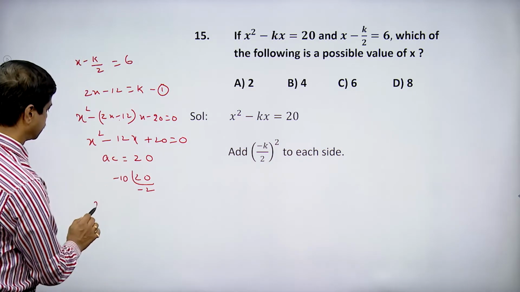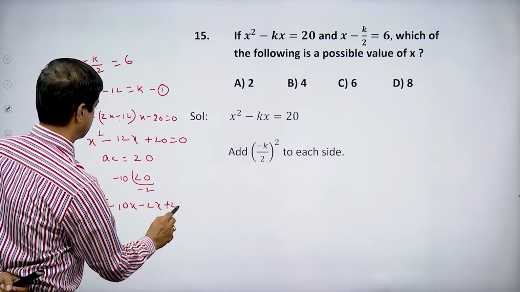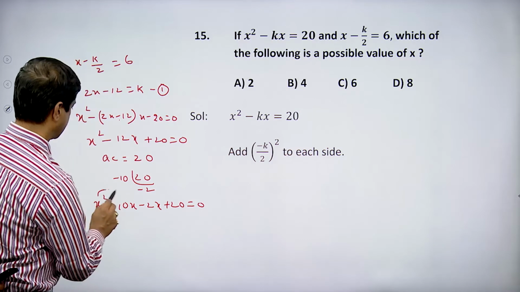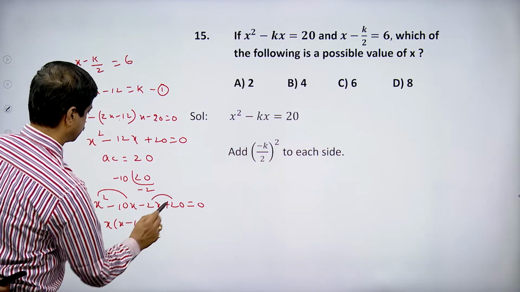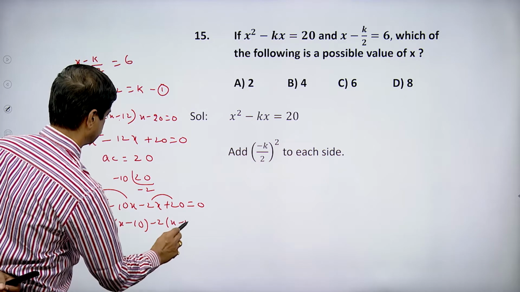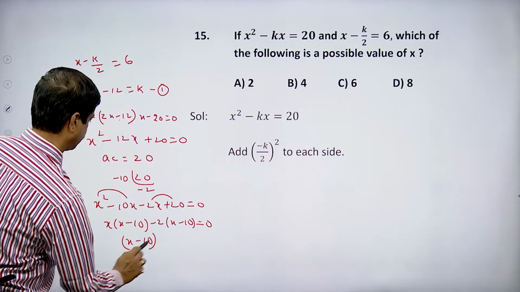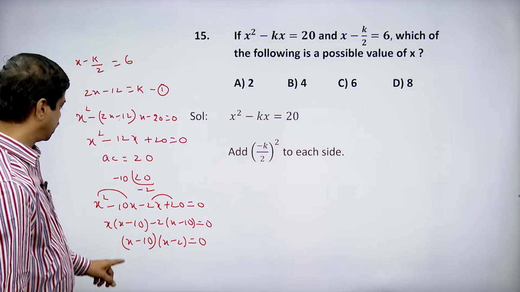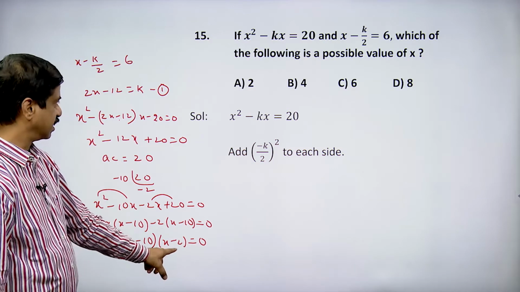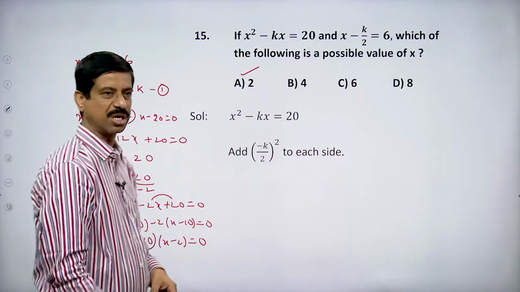So take this, x square minus 10x minus 2x plus 20 equal to 0. Take x common, minus 2 common, take x minus 10 common, you will get x minus 2. So now you have one is x equal to 10 and the other is x equal to 2. So out of these two, he has given x equal to 2 as the option.